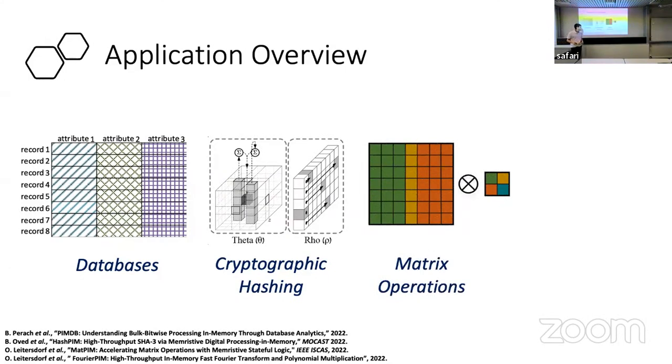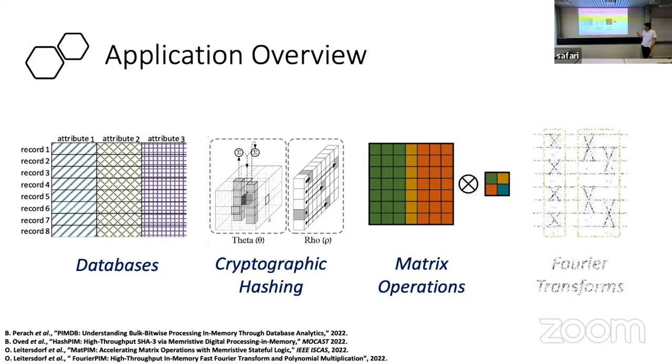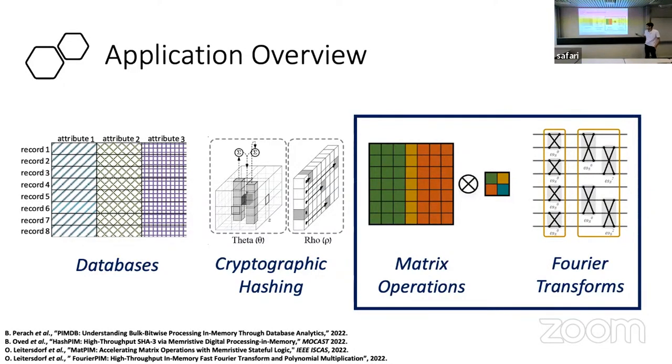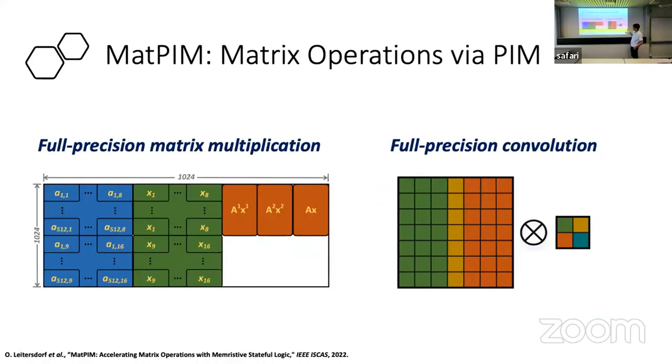Today we're actually talking about two applications. One is matrix operations, so we're going to cover matrix multiplication and matrix convolution. The second, if we get to it, is going to be fast Fourier transforms. So as I said, today is going to be matrix operations and FFT. Within matrix operations, we have two types. The first is matrix multiplication, which we want to do on full precision numbers. And the second is going to be convolution.